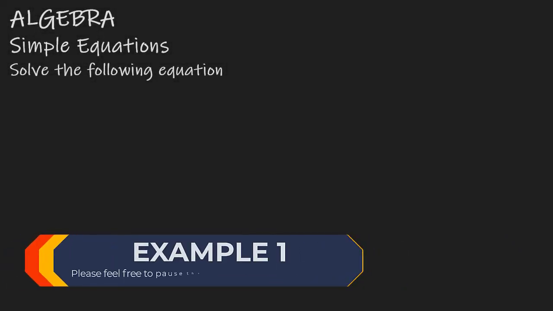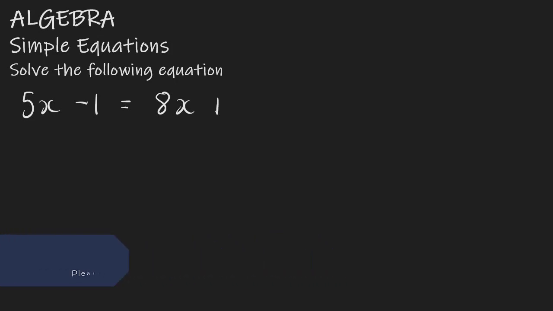In this example, we will be solving 5x minus 1 is equal to 8x plus 1. Solving simple equations requires us to make our unknown variable the subject of formula. In this example, our unknown variable is x. Making x the subject of formula requires us to have x on one side of the equal sign alone. My preference is the left-hand side.